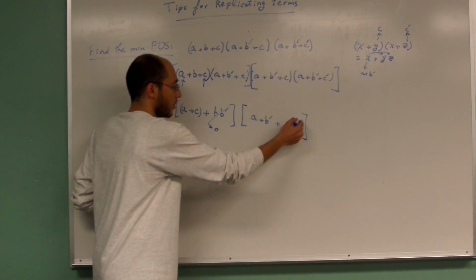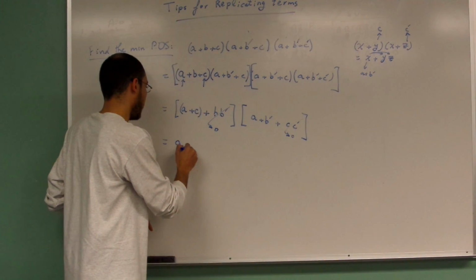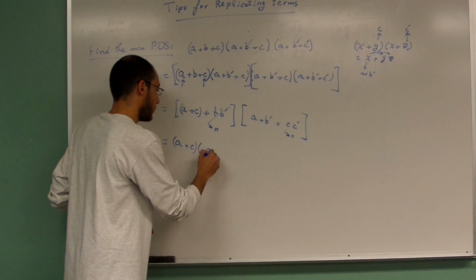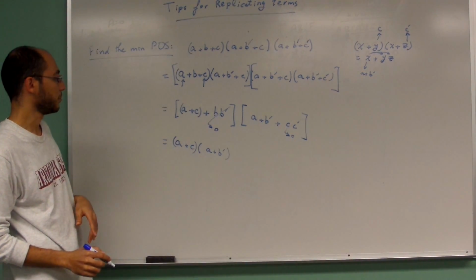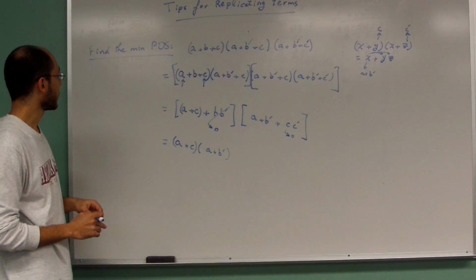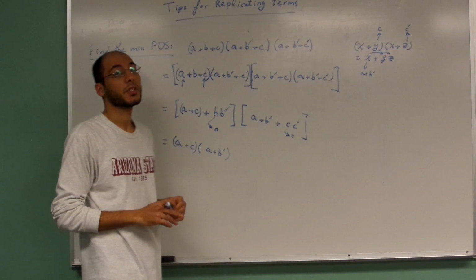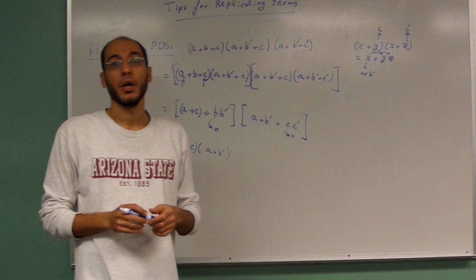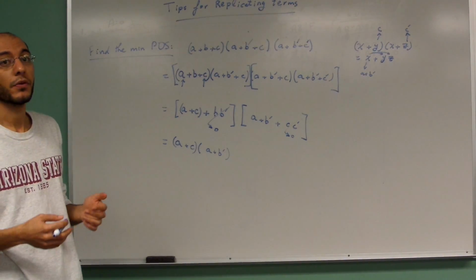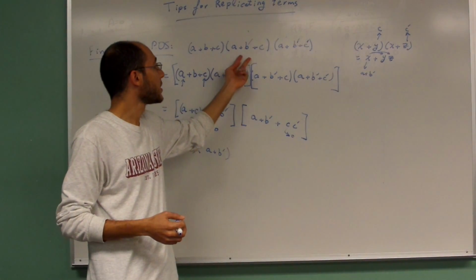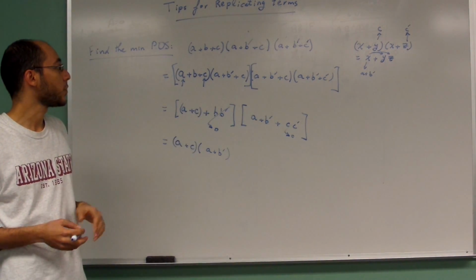The same goes for the C bar. So you end up with A plus C, A plus B bar. And this becomes your minimum POS, minimum product of sum. Okay? So, it's not always the case that you have a minimum product of sum. It's not always the case that you have to replicate a term. Sometimes, even if you have odd number of terms, you won't have to replicate a term.